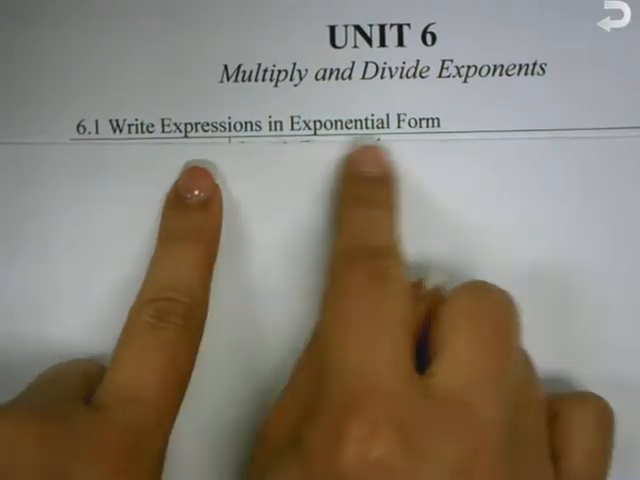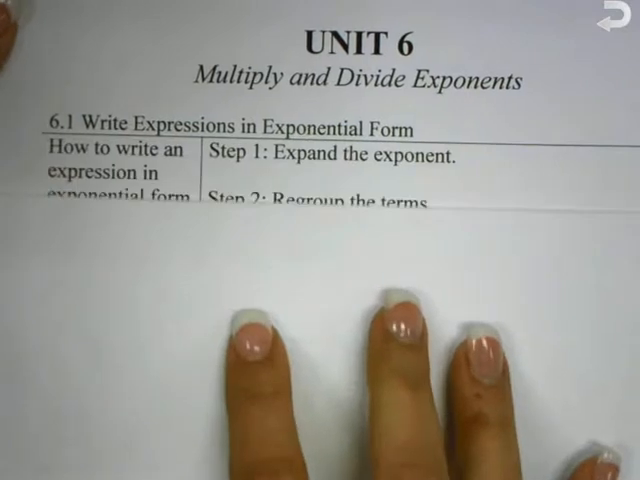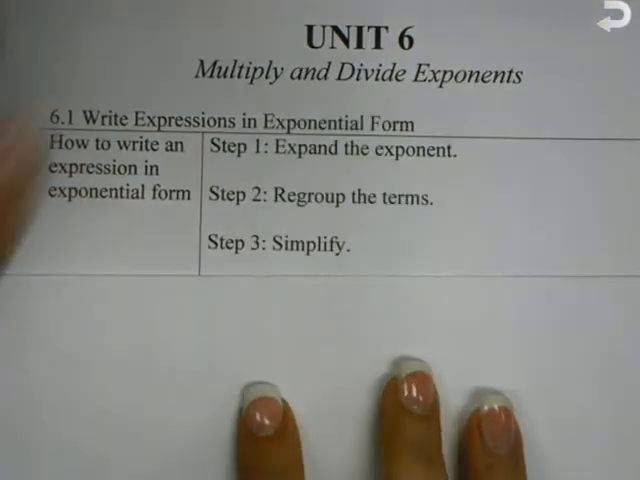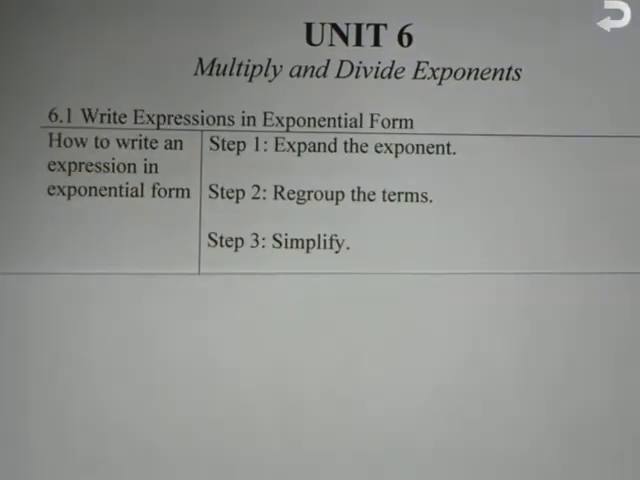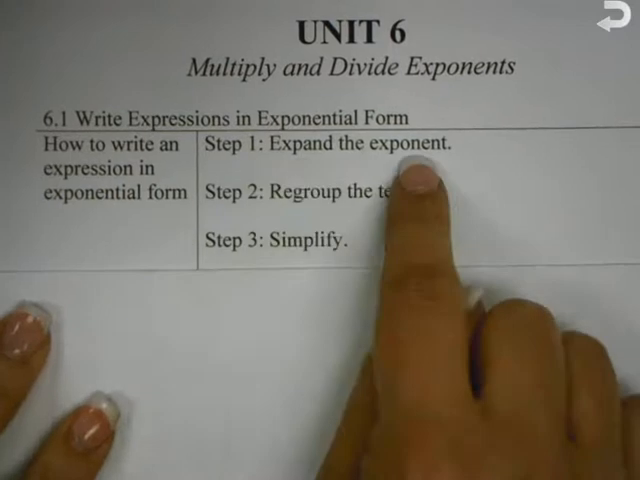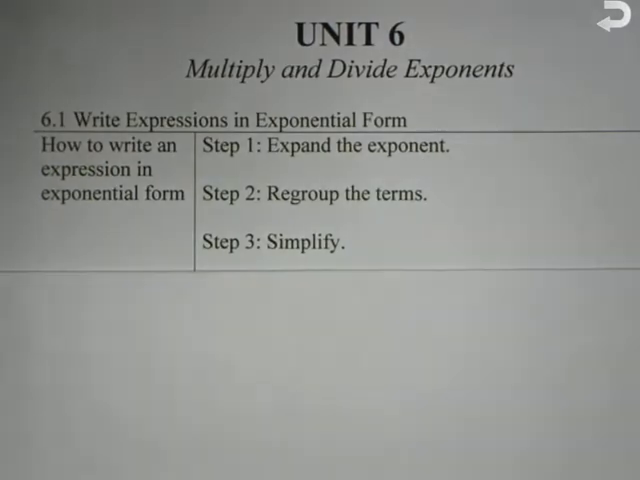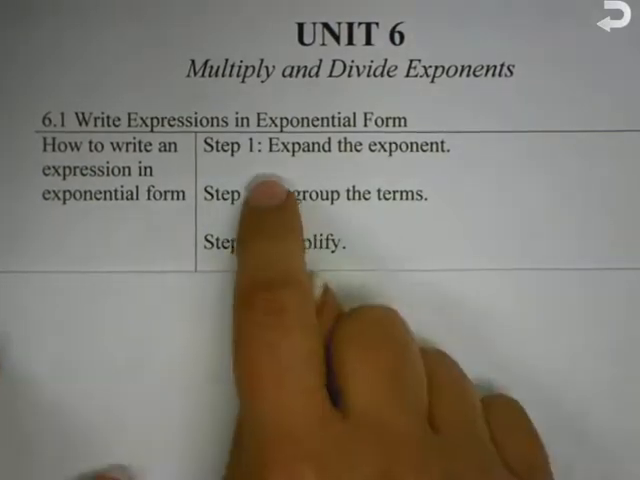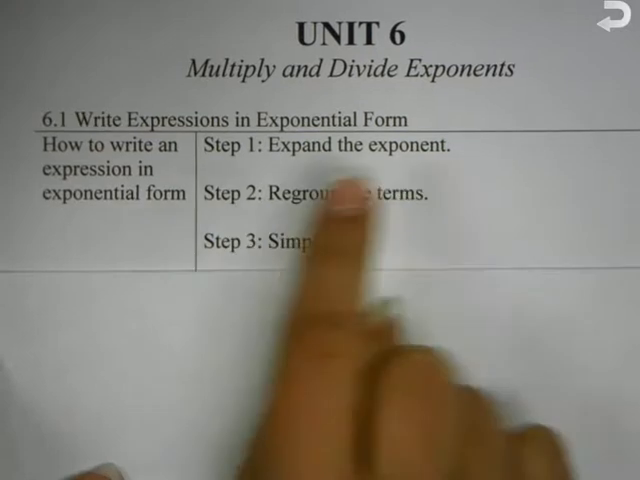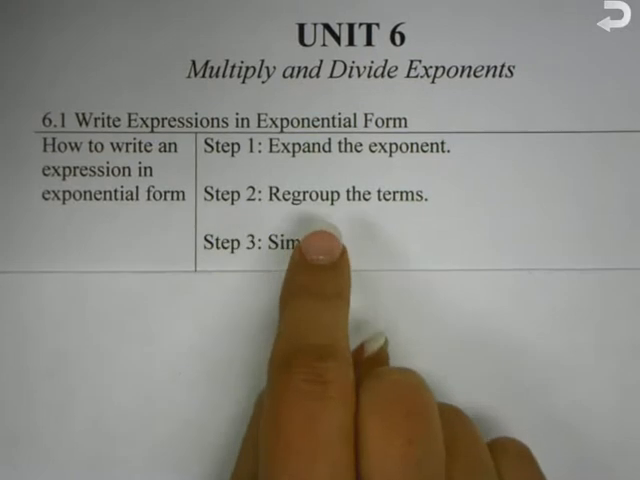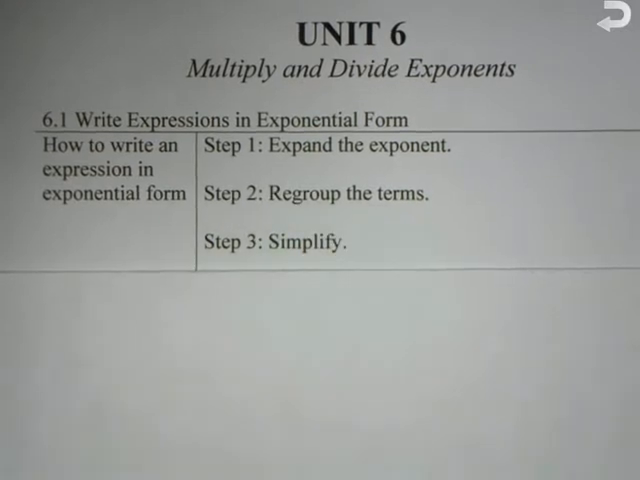So what we need to do to write an expression in exponential form, step 1, we need to expand that exponent, which we've had lots of practice doing in Unit 5. So we're going to write out each and every term. Step 2, we want to regroup the terms. So we want to get all of the numbers together, we want to get all of the x's together, and we want to get all of any other kind of variable together. So we're going to regroup them so all of the like terms are together. And then step 3, we're just going to simplify.